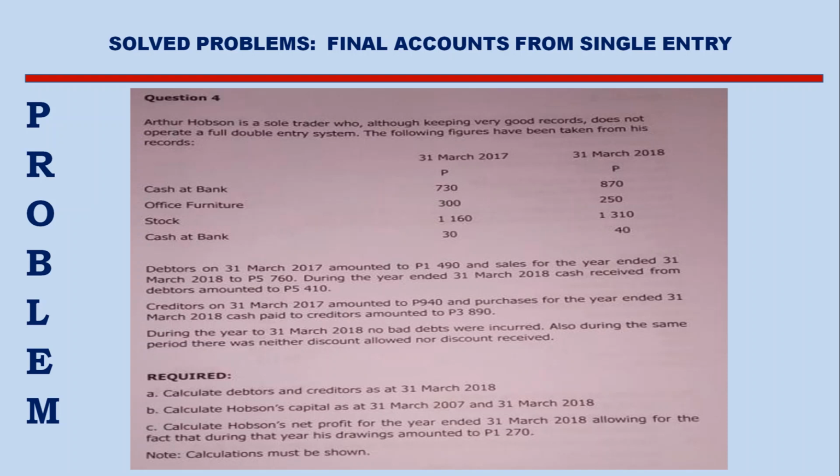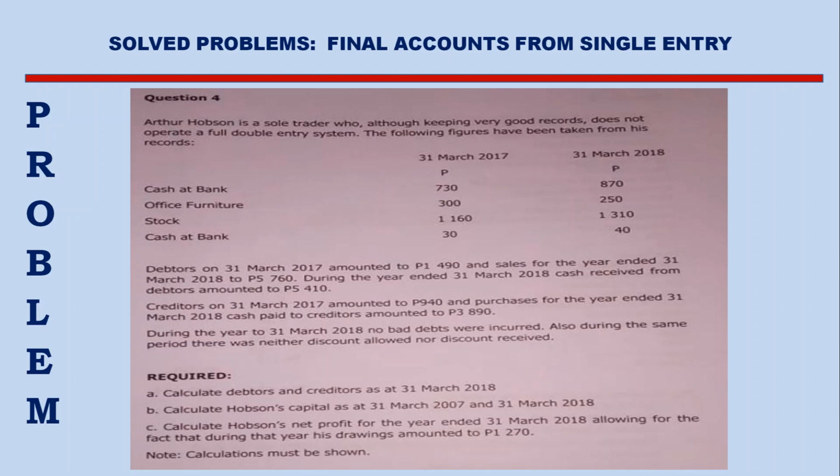Debtors on 31st March 2017 amounted to 1490 and sales for the year ended 31st March 2018 5760. During the year ended 31st March 2018, cash received from debtors amounted to 5410. Creditors on 31st March 2017 amounted to 940 and purchases for the year ended 31st March 2018 and cash paid to creditors amounted to 3890.